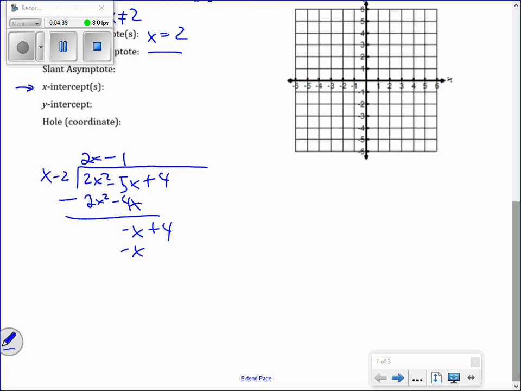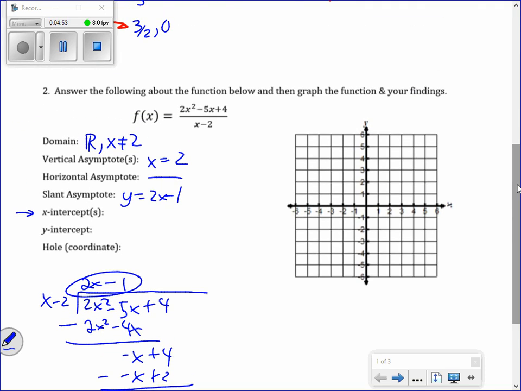You get a -x plus 2, and so you get a remainder of 2, but that doesn't matter. There was your slant asymptote. So y equals 2x minus 1. So we're going to graph that later. So it means I have no holes because it doesn't factor, nothing cancels.